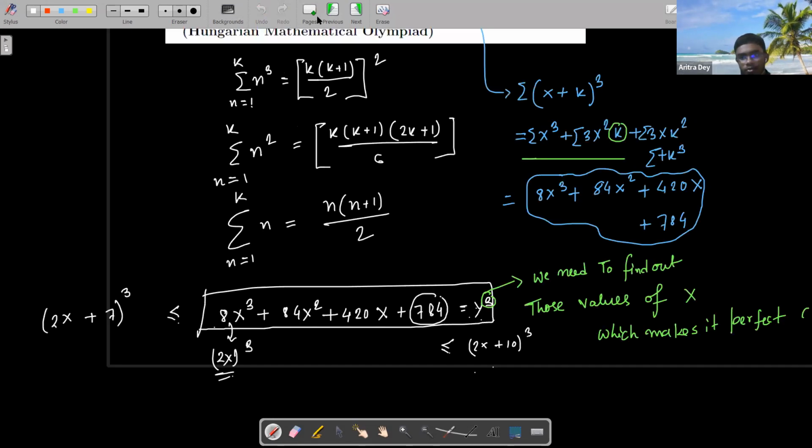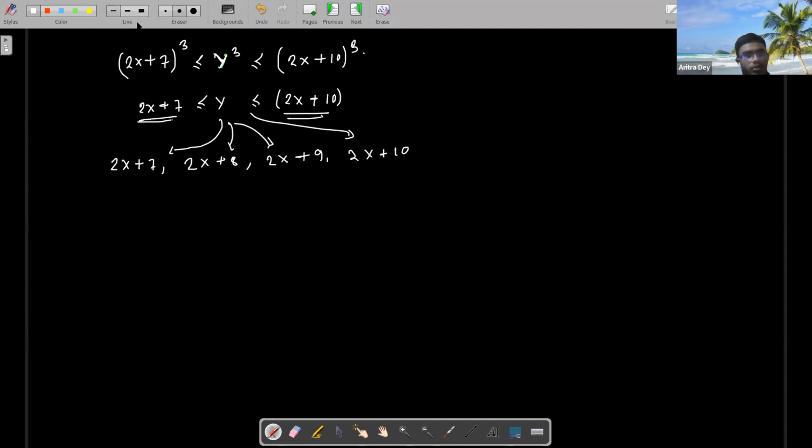So I get the values. Possibly this inequality is strict. You can check whether this is a strict inequality or not. I don't know, you can check it.